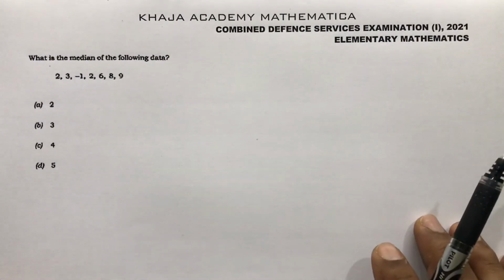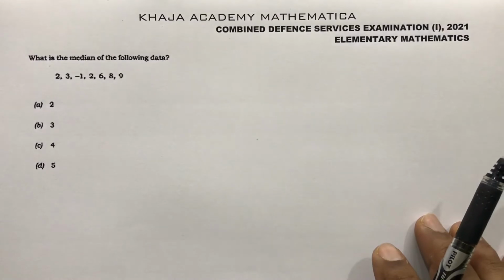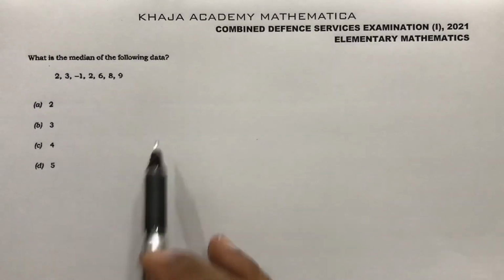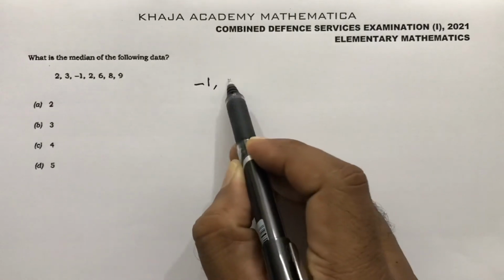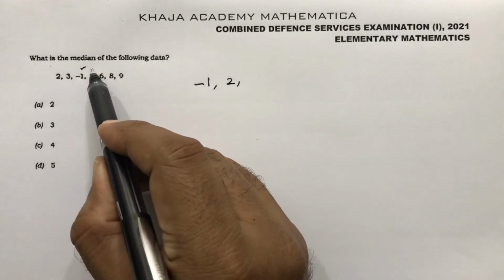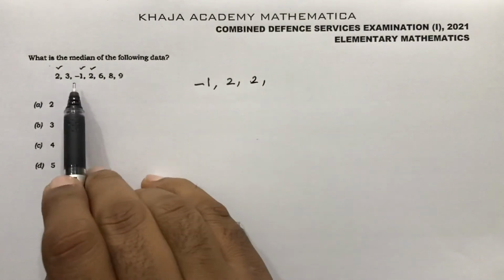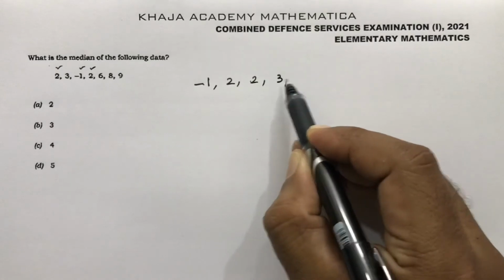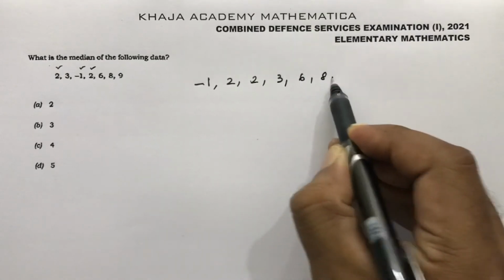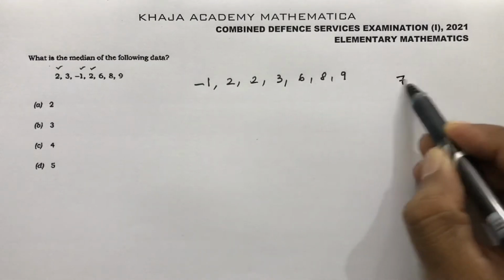What is the median of the following data? 2, 3, minus 1, 2, 6, 8 and 9. First we need to arrange in ascending order. The smallest value is minus 1, then 2, one more 2, next 3, next 6, 8, 9. So total observations are 7.